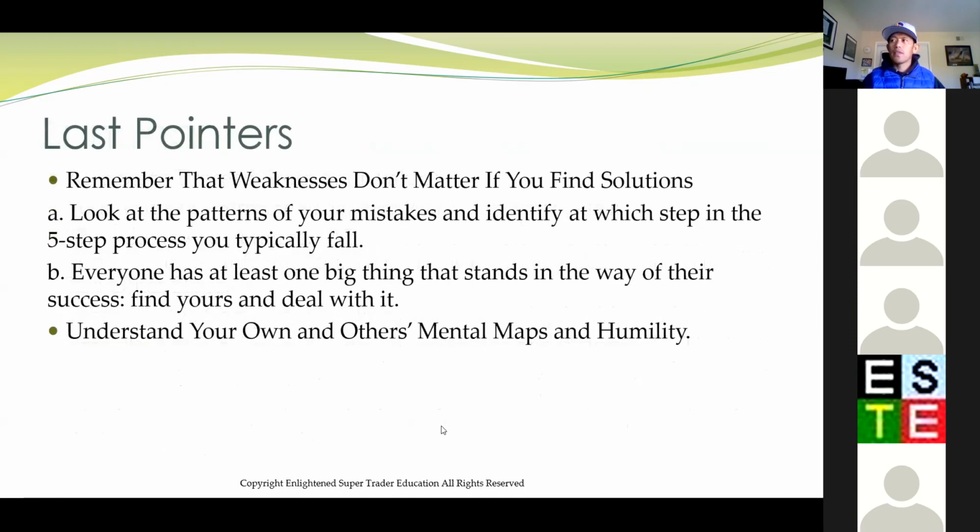So last pointers, remember that weaknesses don't matter if you find solutions. A, look at the patterns of your mistakes and identify which step in the 5-step process you typically fall. B, everyone has at least one big thing that stands in the way of their success. Find yours and deal with it. Understand your own and others' mental maps, and practice humility.